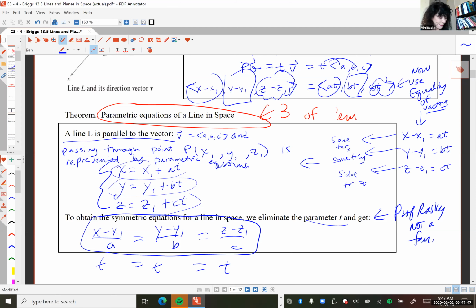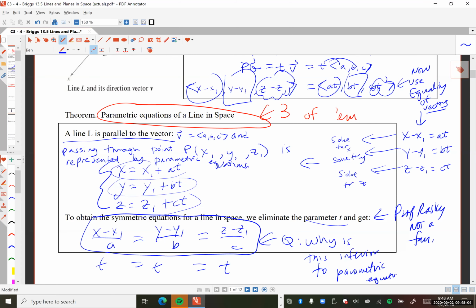You know why? Why is this inferior to parametric equations? Anybody want to guess? It just looks worse. I'll give you a hint. What number, if you put it in a denominator, would make it undefined? 0. Yeah, so if any of the direction vector's components are 0, this symmetric version is crap. And that's not cool. That's why I never use it. I like this. This is me right here.